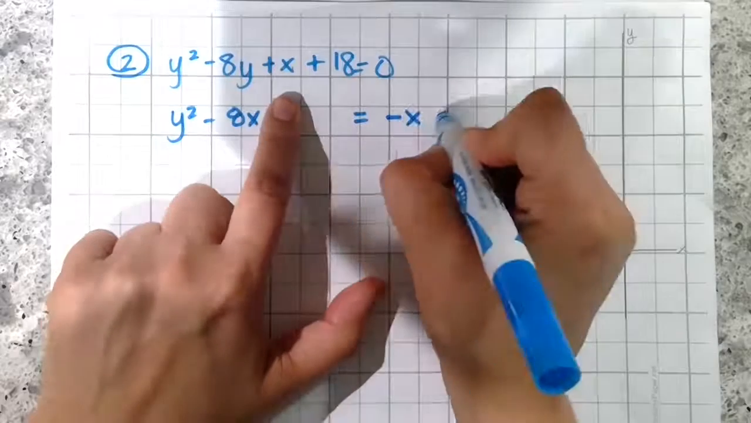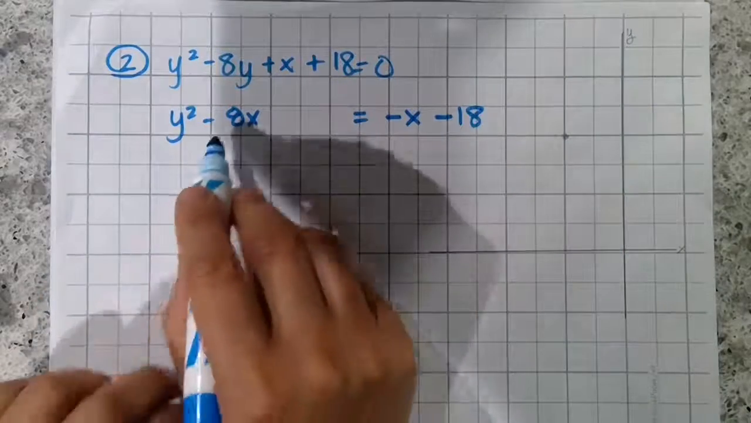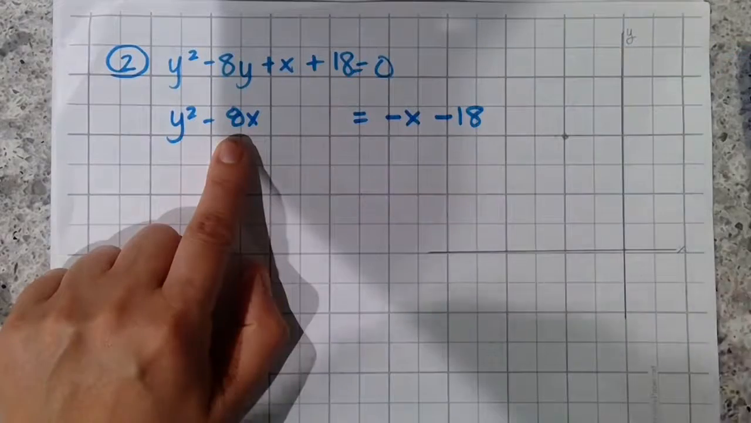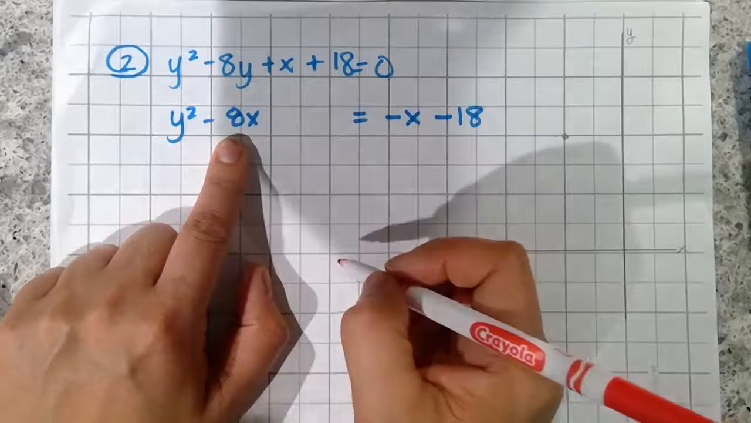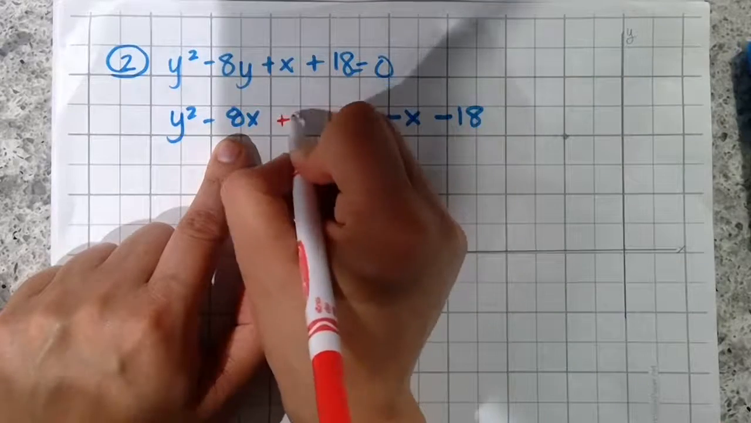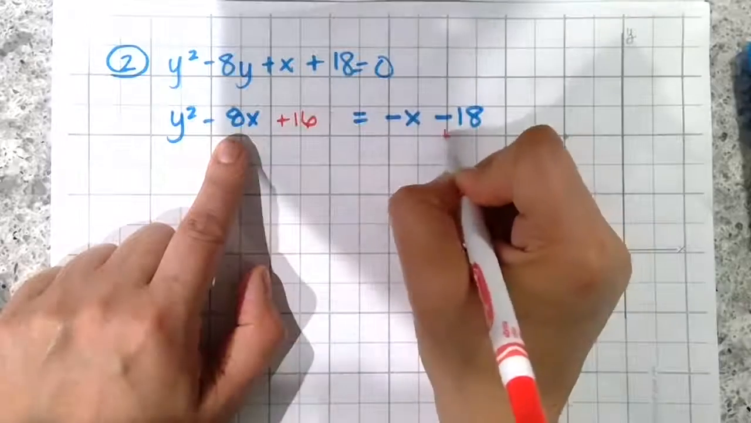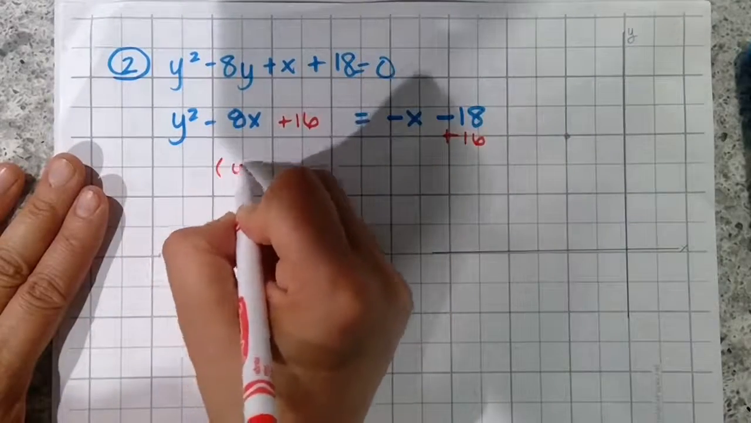Minus the x, minus the 18. You're going to go ahead and complete the square for this. So you remember how to complete the square: half your middle term, squared. Half of -8 is -4. -4 squared is +16. Whatever you do to one side, you do to the other side. Go ahead and rewrite this as a perfect square.